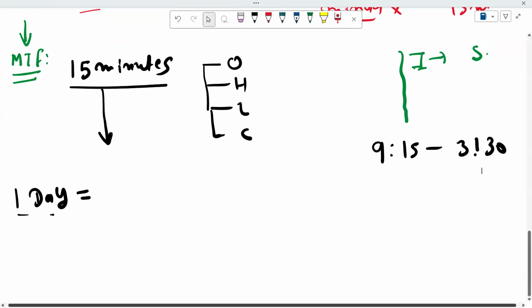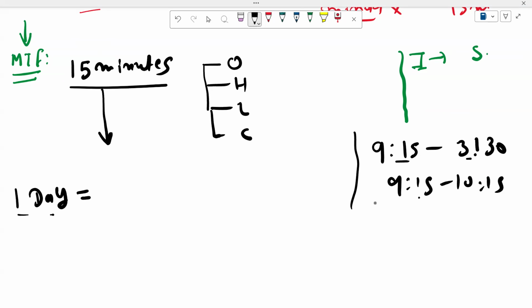Okay, these are market hours. From 9:15 to 10:15, I'll get one candle because it's a 1-hour timeframe. So I'll get four candles: 9:15 to 10, then 10 to 11, 11 to 12, 12 to 1, 1 to 2, and 2 to 3.